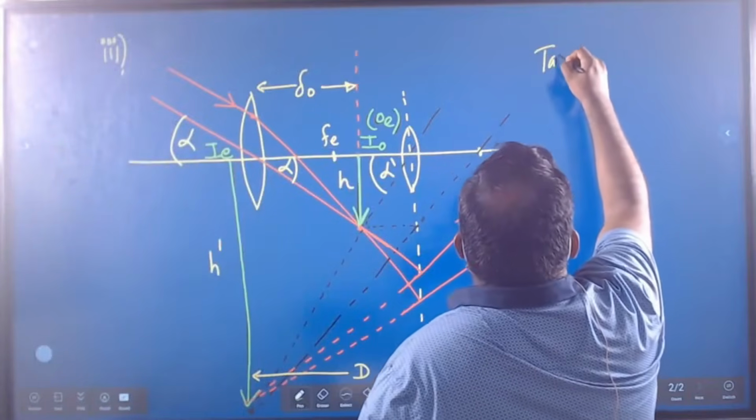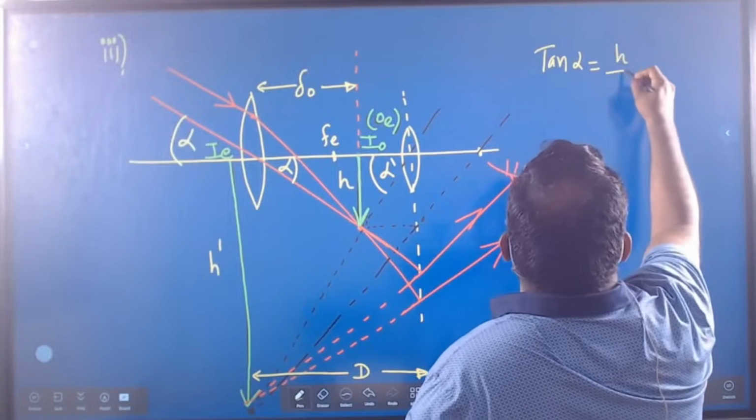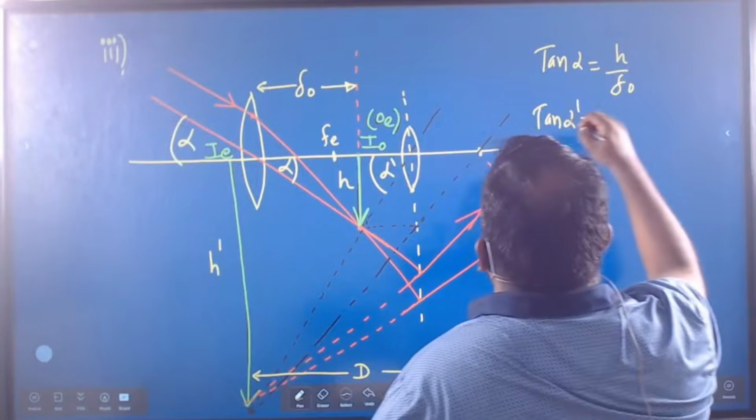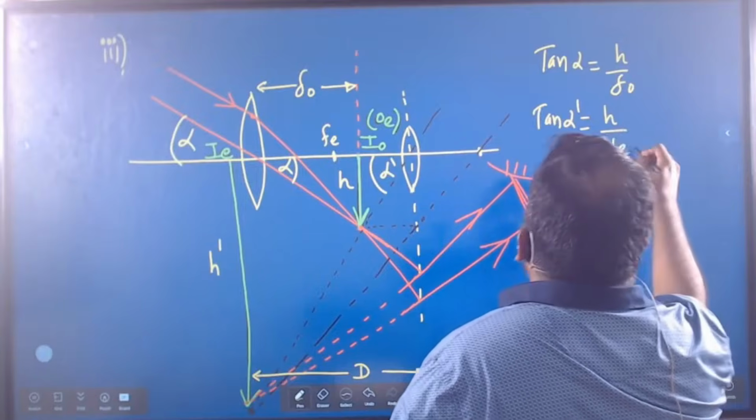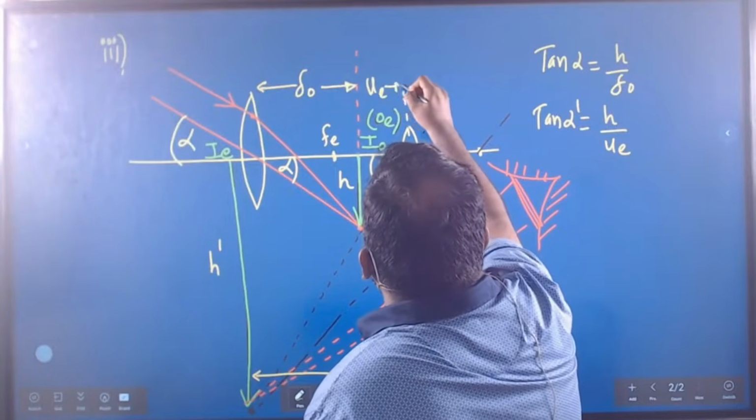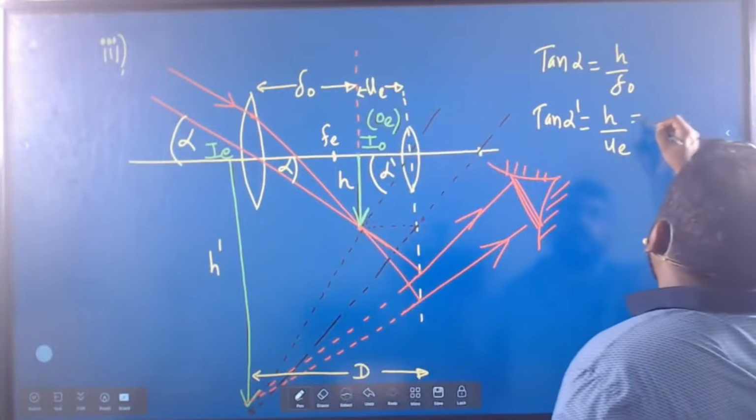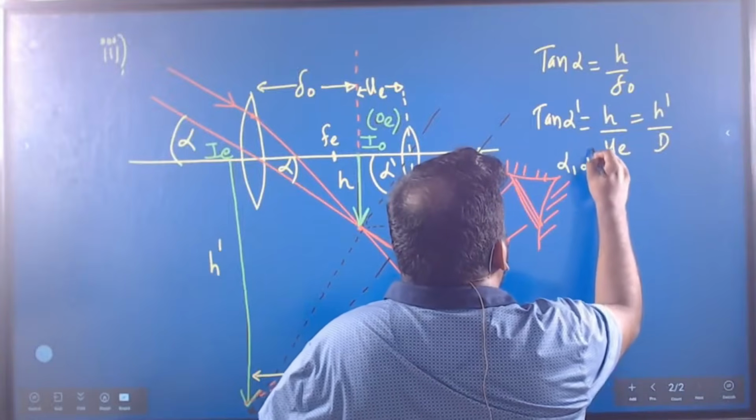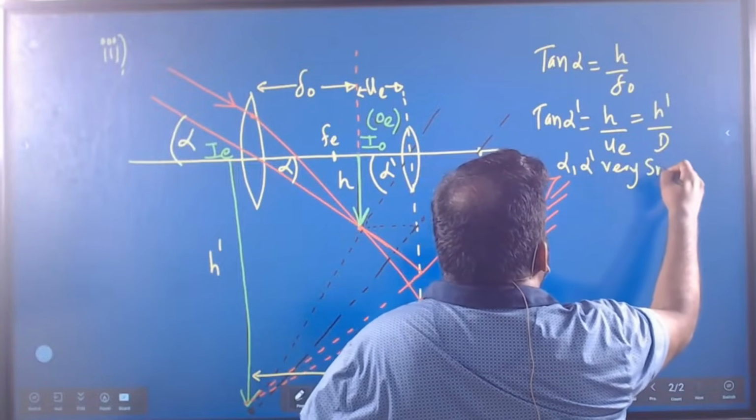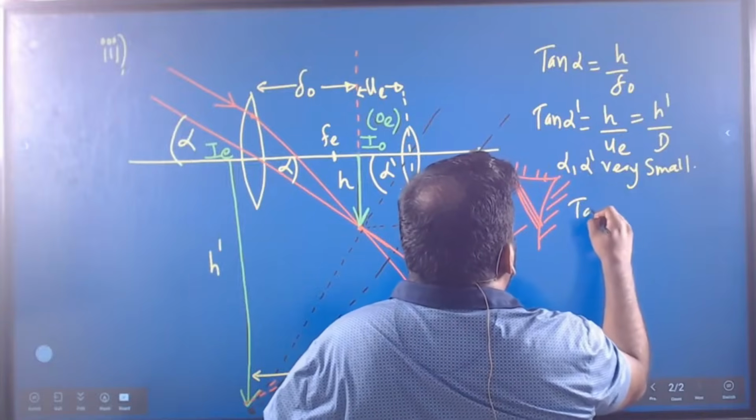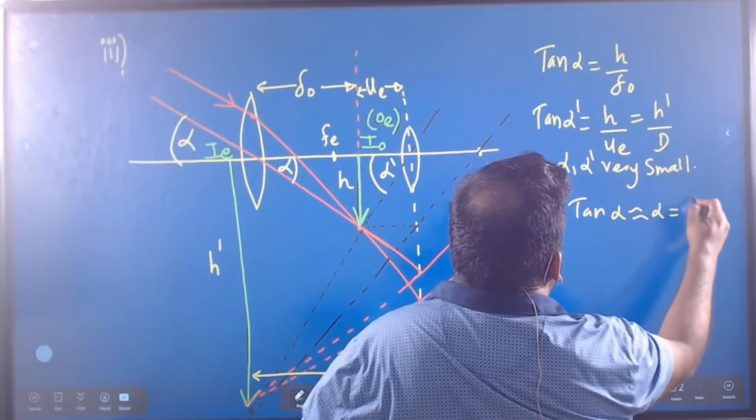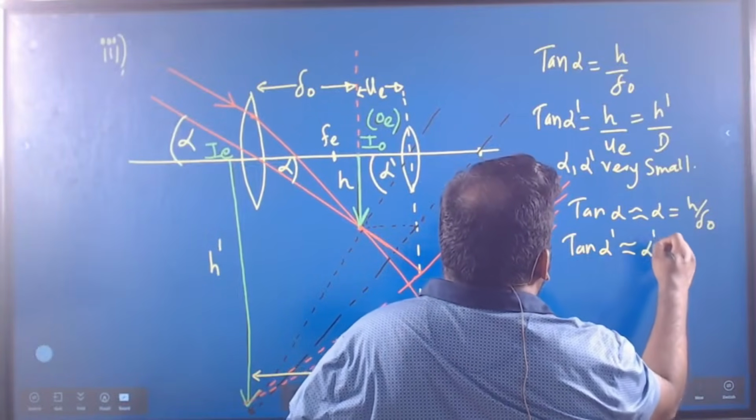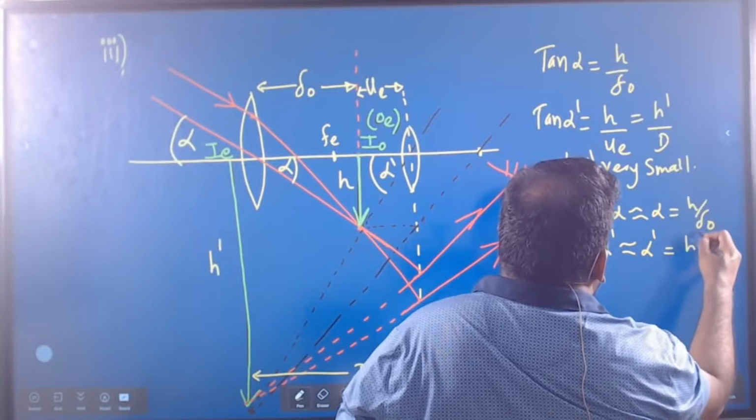Tan alpha is opposite over adjacent. Tan alpha dash is opposite over adjacent, h over ue. I can take this distance as ue. Or we can say h dash divided by d. Alpha and alpha dash are very small. Tan alpha is approximately alpha, h over f naught. Tan alpha dash is approximately alpha dash, I'll just take this as h dash over d.